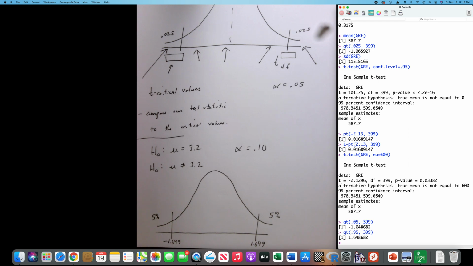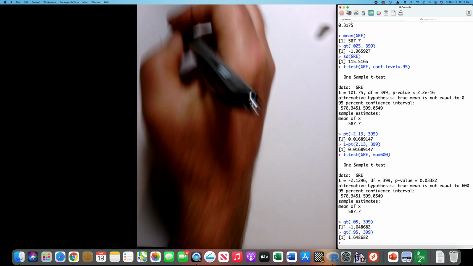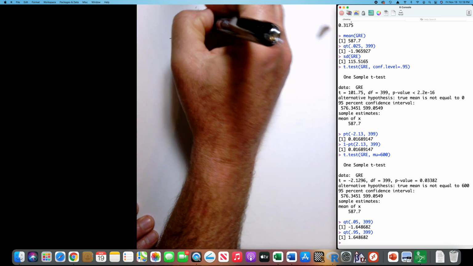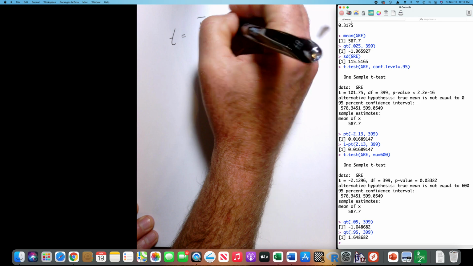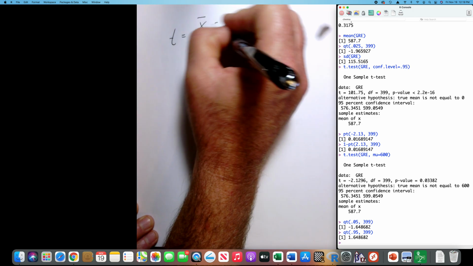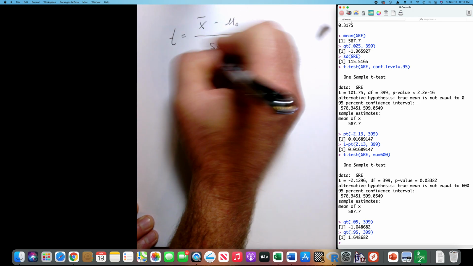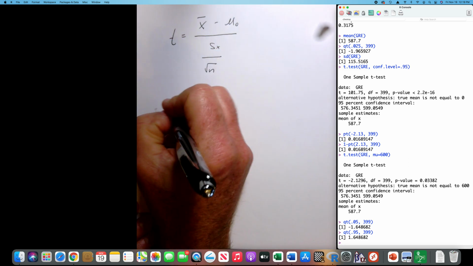Now I need to calculate my test statistic. If my test statistic falls out here or out here, then I reject the null. If it falls anywhere between these two values, I fail to reject the null. So again, my t-statistic is going to be what? The sample mean minus the claim, over the standard deviation over the square root of n.